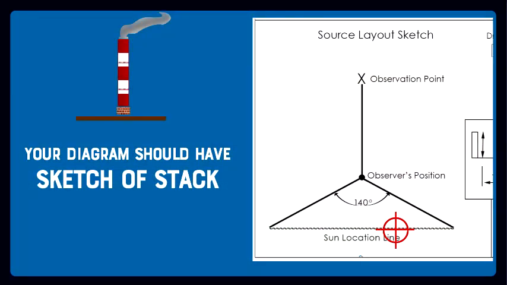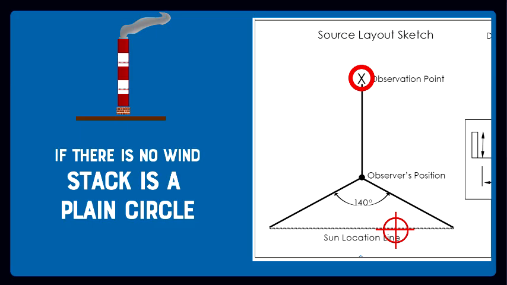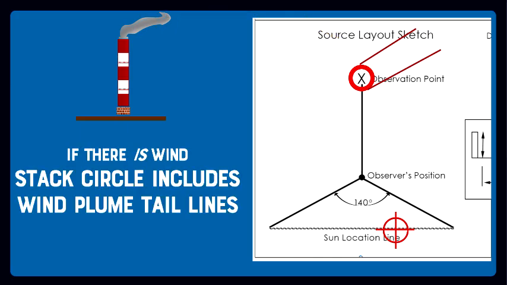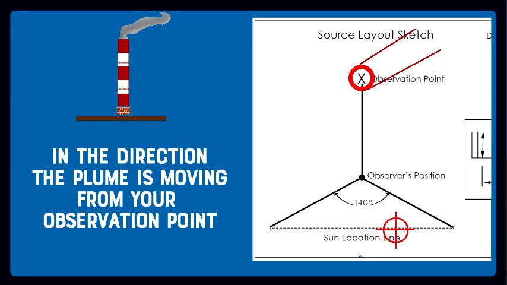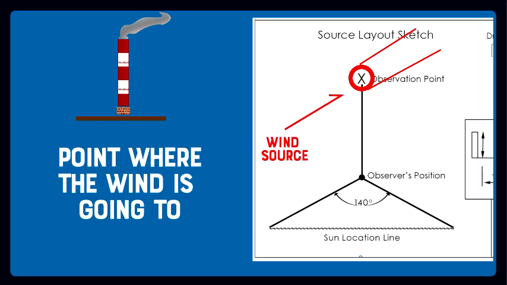The diagram should include a sketch of the stack with plume direction at the observation point. If there is no wind, the stack will be shown as a circle. If there is wind, the stack is shown as a circle with tails that indicate the direction the plume is moving. If wind is present, the source sketch must include a wind direction arrow showing the direction where the wind is going.